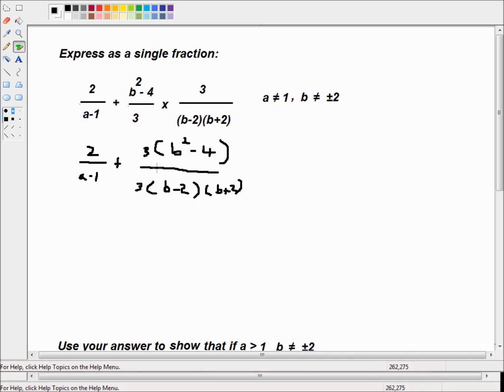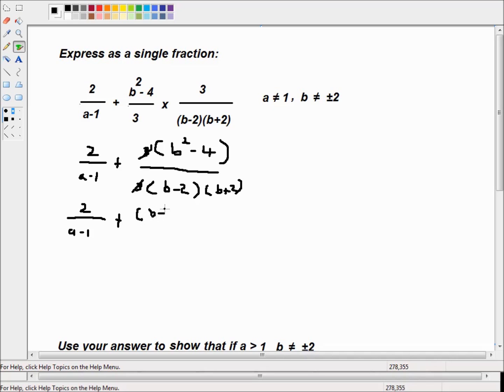Okay, well the first thing that springs to mind is that I've got a 3 on the top and bottom, which can just be cancelled, so that gets rid of the 3. And the other thing I noticed is that b squared minus 4, that's the difference of 2 squares, that's equal to b minus 2 into b plus 2, which is the same as the denominator, so that's going to cancel out. So this whole ugliness is just going to turn into 1. So I'm actually going to show that as a step, because you might get marks for that in an exam, just for showing I know the difference of 2 squares.